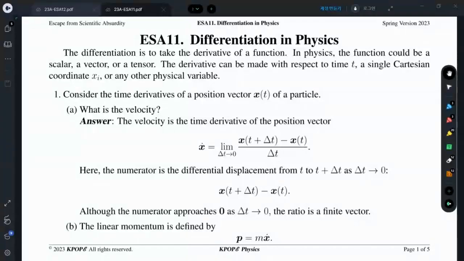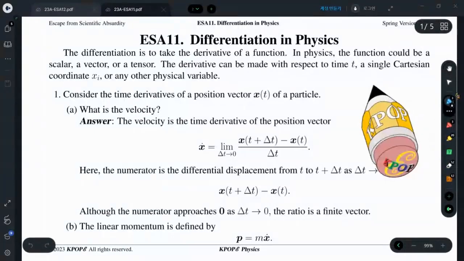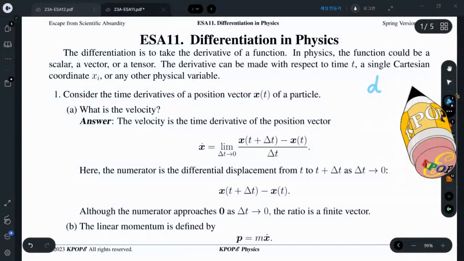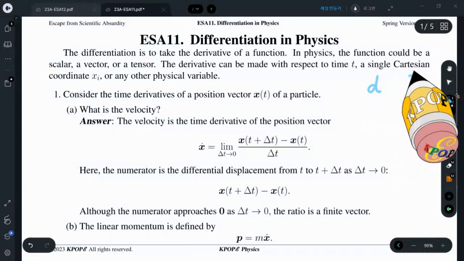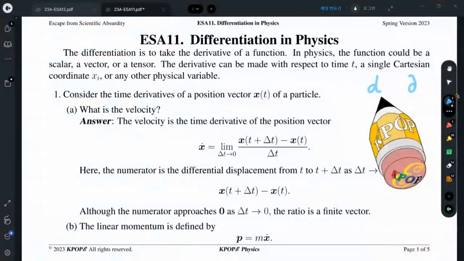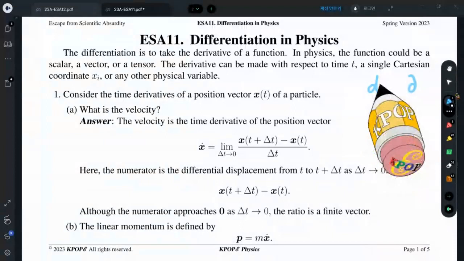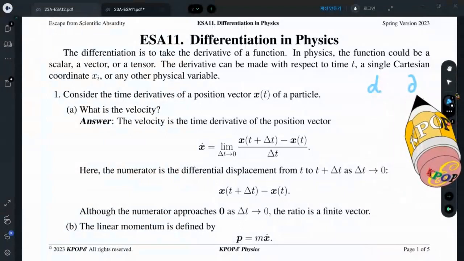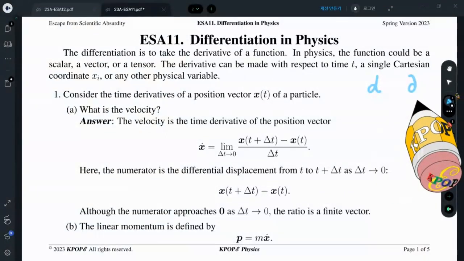Differentiation in physics. We have a differential operator, D. Sometimes we use this notation. This indicates the total derivative, and this indicates the partial derivative.